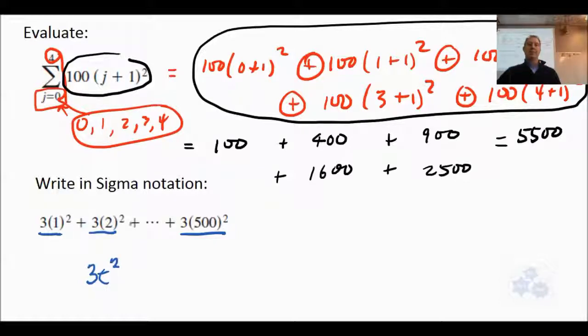Now we are adding up, so there's going to be a sigma notation here. This is going to be the function. And what are the t values? T equals, the first one is 1, and we're going up to, it looks like, 500.